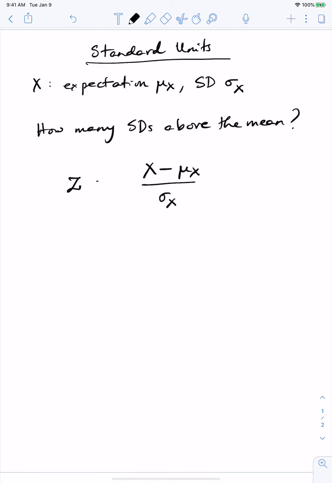This random variable, so you now have a function of capital X, is called X in standard units. Z can be positive if the value of X is above its mean, negative if the value is below its mean, and 0 if capital X is at the mean.